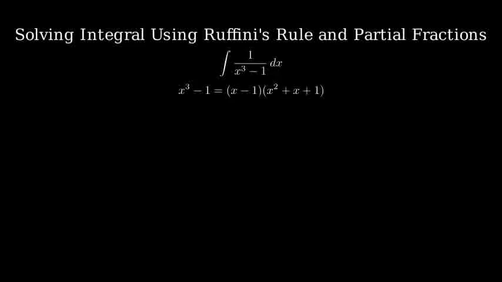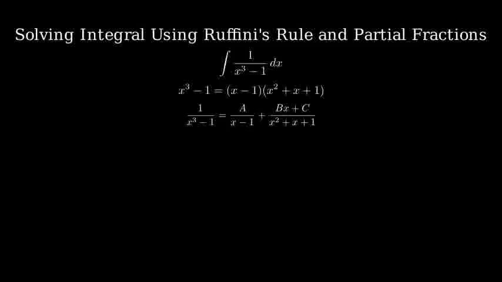Ruffini's rule is a method to divide polynomials by linear divisors. Take x cubed minus 1. Notice x equals 1 is a root. Thus, x minus 1 is a factor. Using Ruffini's rule, we obtain x cubed minus 1 is equal to x minus 1 multiplied by x squared plus x plus 1. Next, we apply partial fraction decomposition.